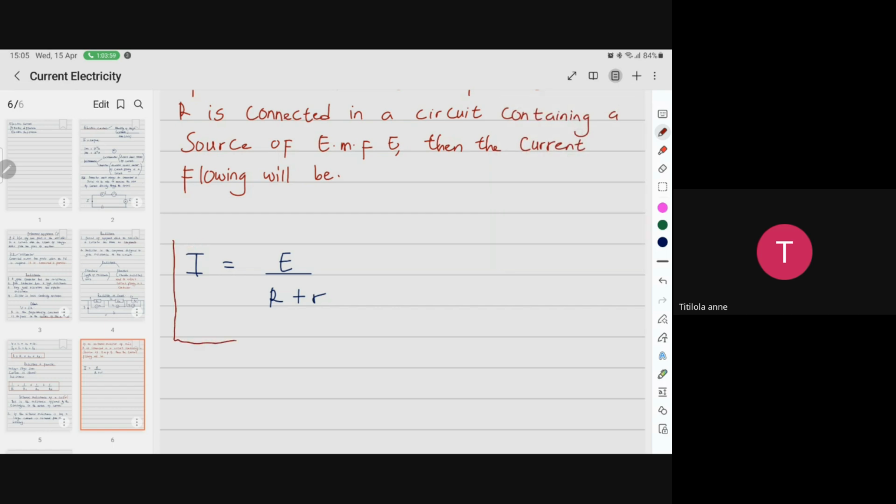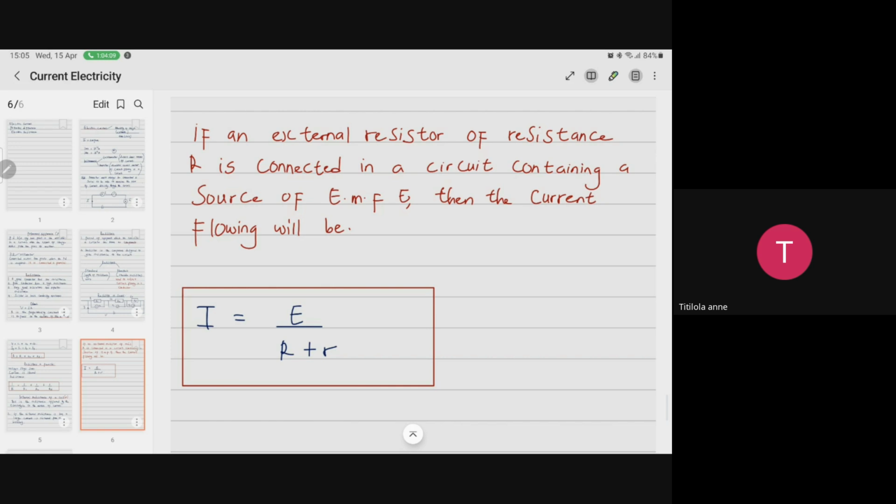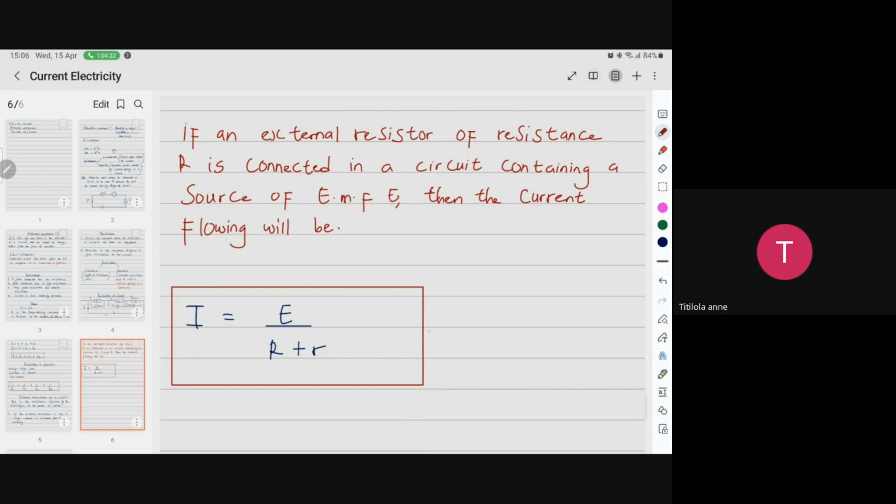So this is the formula we use when we're looking for the current flowing through a circuit when it has an external resistor connected to a particular circuit that has a cell with an internal resistance small r. Is that okay? A thumbs up if you're following. So let me label this equation number 2, and label the first one equation 1. There are a lot of equations here anyway, so let me just keep calm and keep it this way.